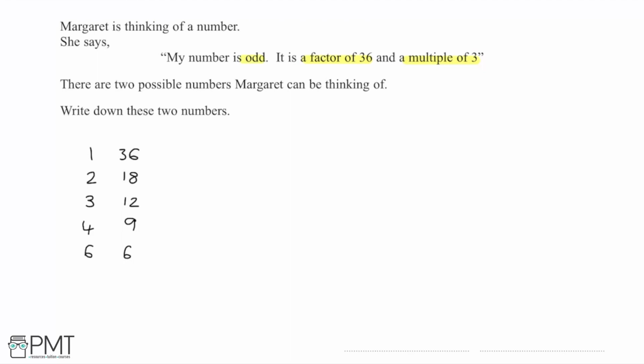And then once we've reached the point where both numbers are the same, or the first number becomes bigger than the second number, we know not to count that. So we can then stop here, because otherwise we're just going to repeat our factor pairs.